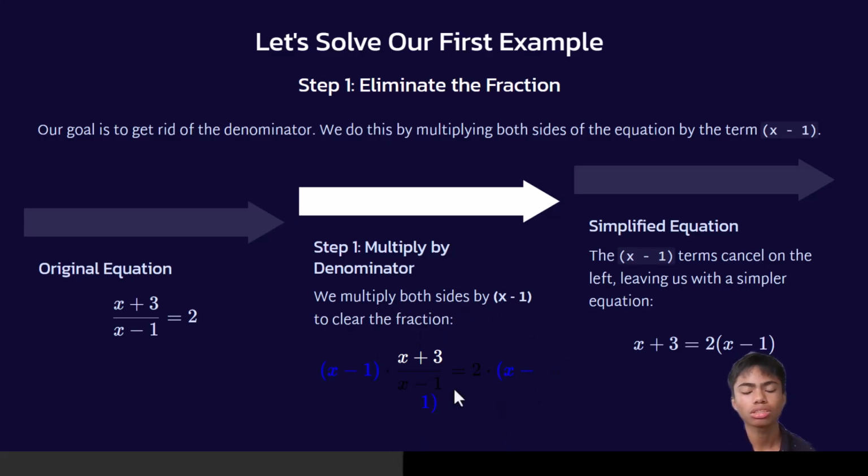x minus 1 cancels out x minus 1, leaving only x plus 3 equals 2. The x minus 1 terms cancel on the left, leaving us with a simpler equation. x plus 3 is equal to 2 times the quantity of x minus 1.